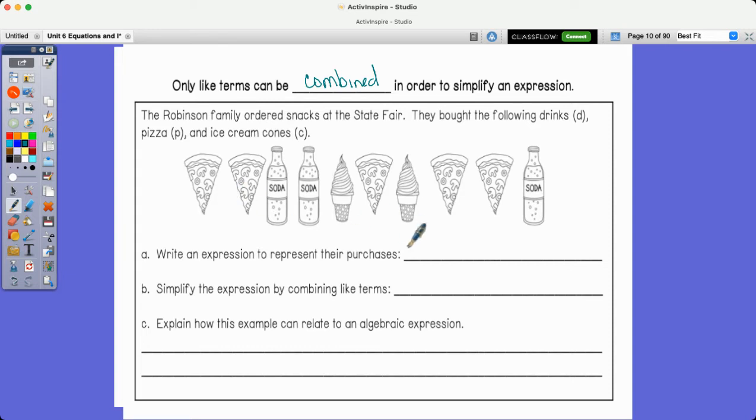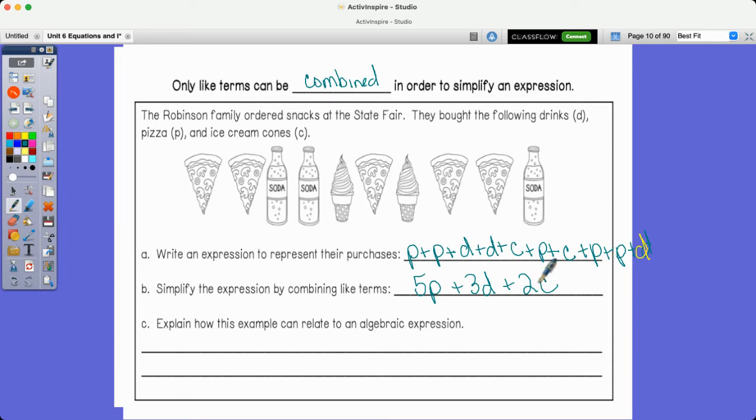So this is the easiest way to do this. I have pizza plus drink plus ice cream plus pizza plus ice cream plus pizza plus drink. Oh, you can't see that last drink. It's there. Let me change the color. Drink. Okay, now we want to simplify that by combining like terms. So I'm going to count how many P's I have first. I have 1, 2, 3, 4, 5. I have 5 P's. Come back and count my D's. 1, 2, 3, plus 3D. And count my ice creams. 1, 2, 2C.